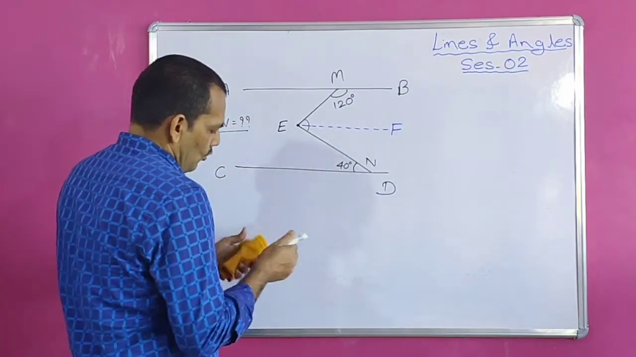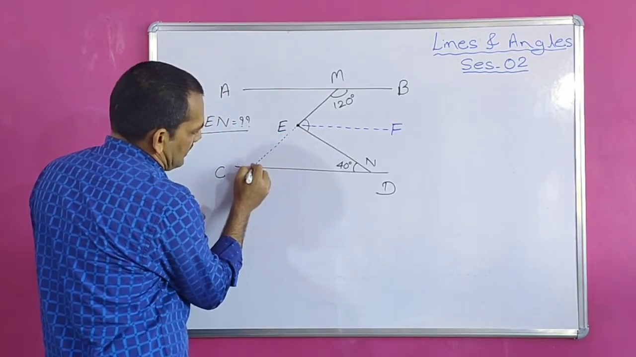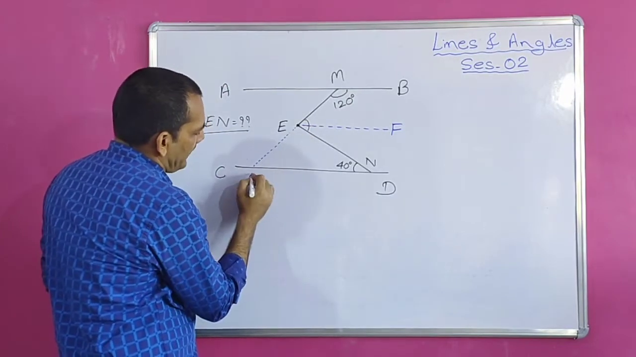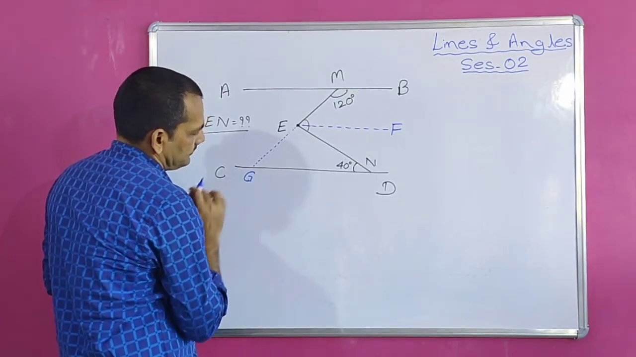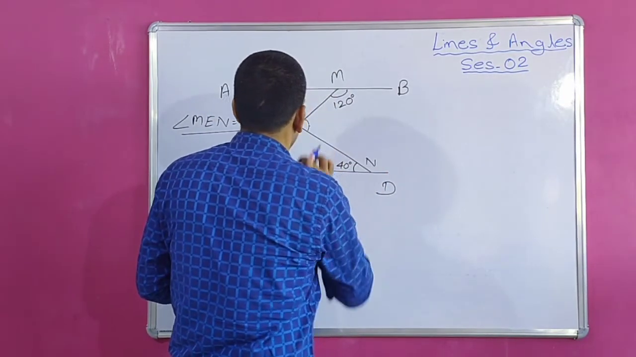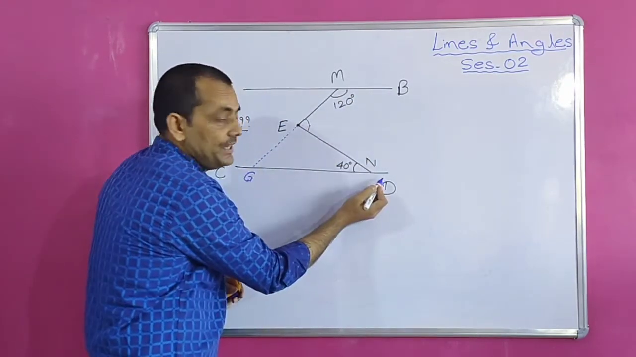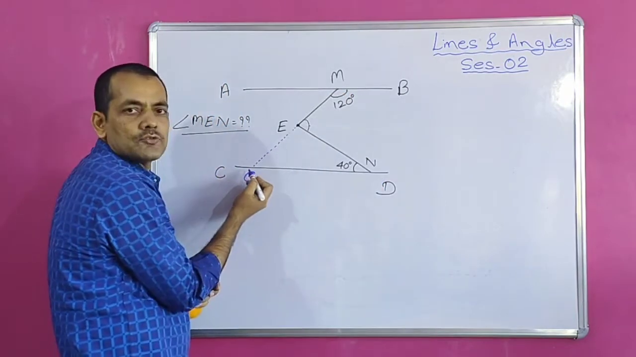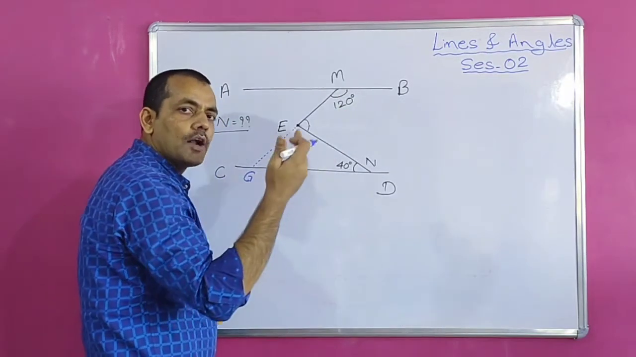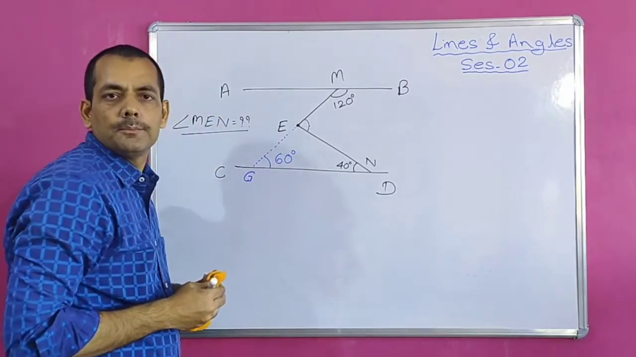Now for this, what we will simply do is extend this line till here. If we extend ME, let's name this point G, and remove the previous construction. Now, AB is parallel to CD and MG is a transversal. So these two interior angles will add to 180 degrees, which simply means 60 degrees.